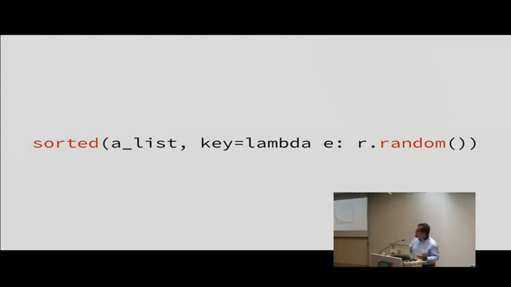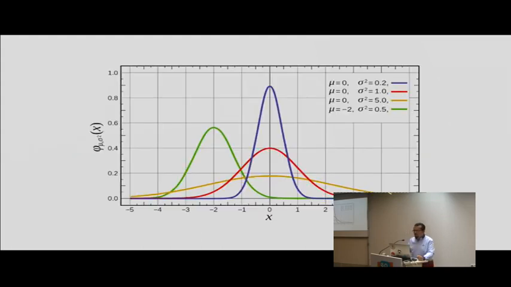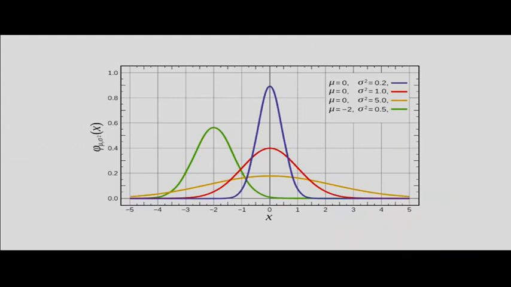Now, we might be interested in random real numbers that have a distribution other than the uniform one. How might we go about it? Well, let's consider the normal distribution. It is determined by two parameters, mu and sigma. And in this plot, we can see that for each real number, we can know the probability of picking it with this normal distribution.